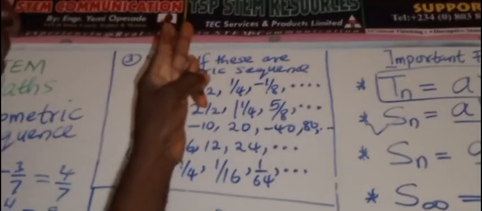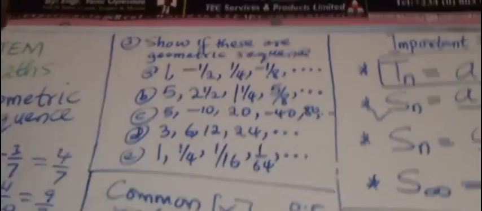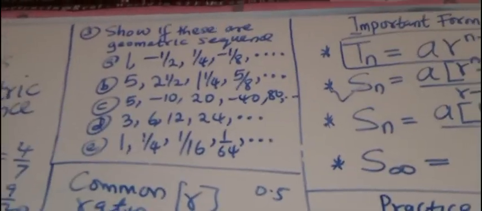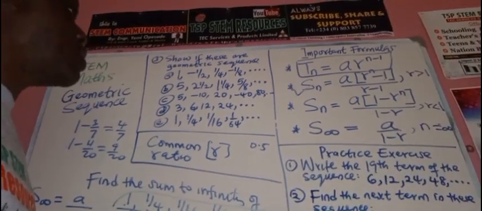Then finally, show if these are geometric sequence. That's number 3. Show if these are geometric sequence. For them to be geometric sequence, you have to try common ratio, this over this, or this over this, or this over this, at least 2. If you get the same answer as common ratio, that means it's a geometric sequence. But if you get one common ratio and the other one you didn't get the same answer, it means it is not a geometric sequence.